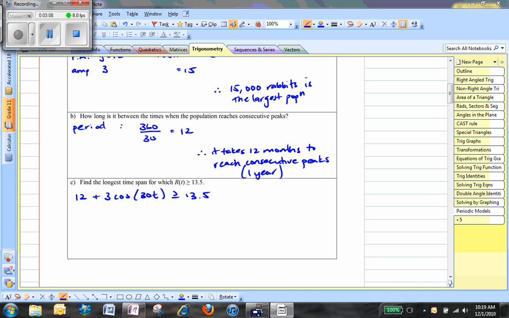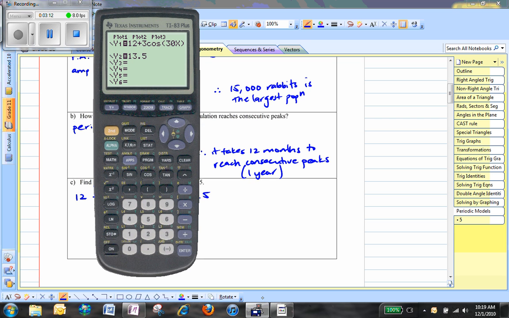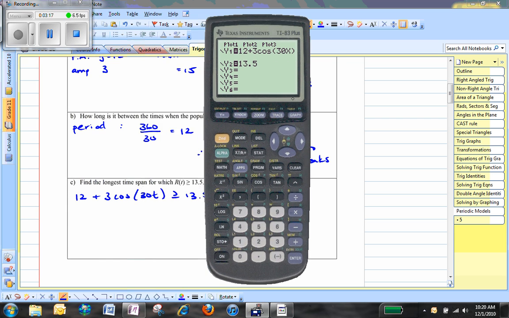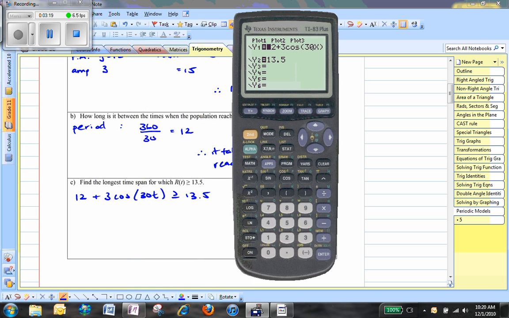So if I use my calculator to sketch, I'm going to go to my calculator. I'm going to put in the equation into the y1 button, 12 plus 3 cos 30t, or 30x as the case may be, and then 13.5 into my y2. I'm also going to make sure that my mode is in degrees, and I'm going to change my window.